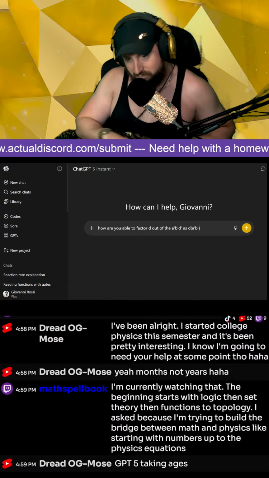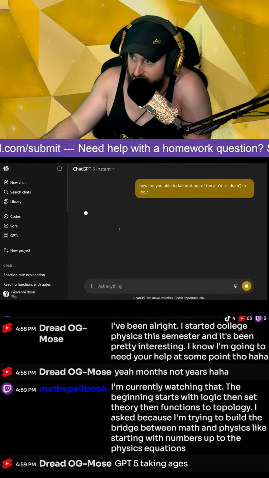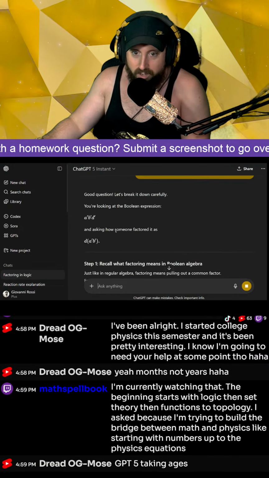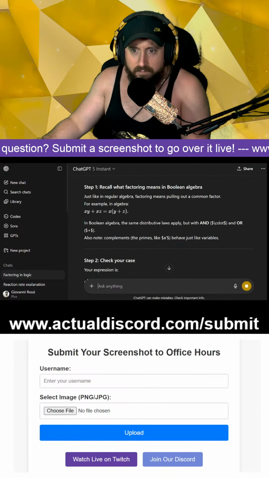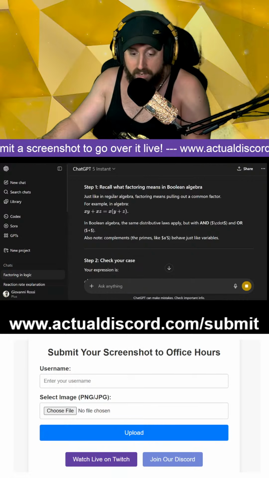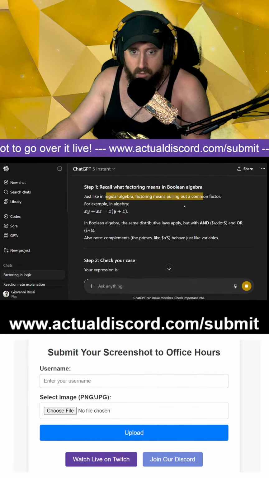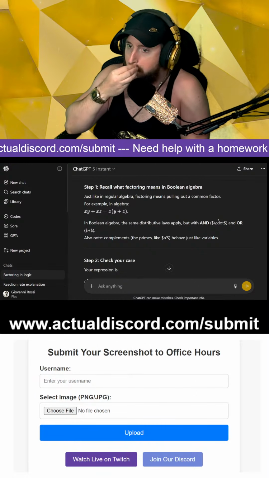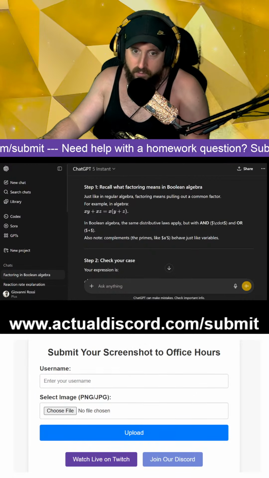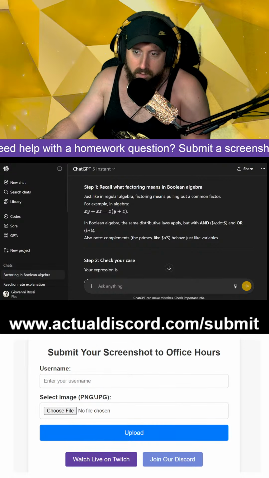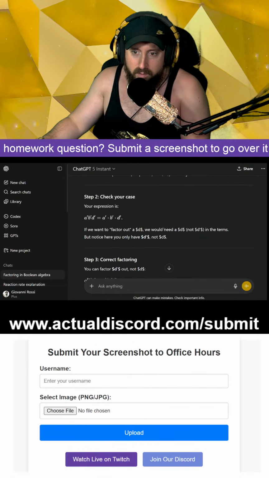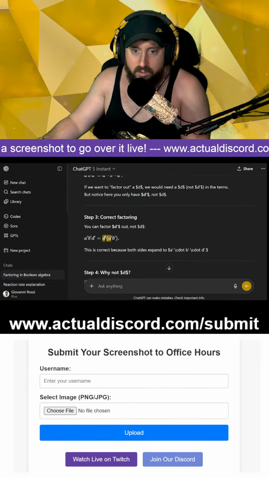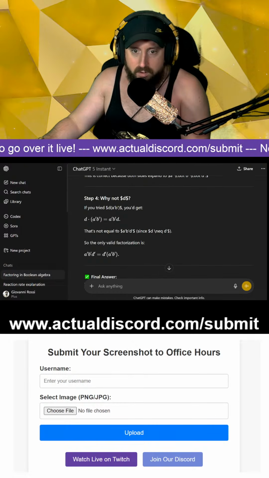I'm gonna use the instant one. Cool. Just give me the instant one. Good. Here we go. Okay. Awesome. Yes. Okay. Factoring in Boolean algebra. Cool. So we're learning Boolean algebra. Yes, in Boolean algebra, the same distributive laws apply, but with AND, which is two things dotted with each other, and OR. Yeah. So this says you can only pull out a D prime. Yeah, no, so I wouldn't get the same thing.